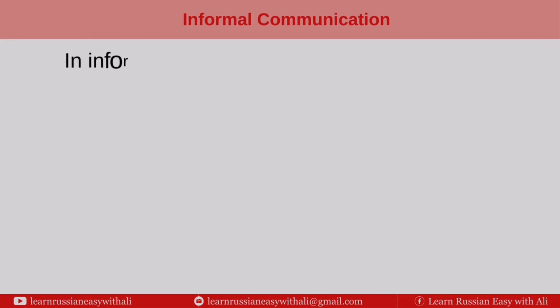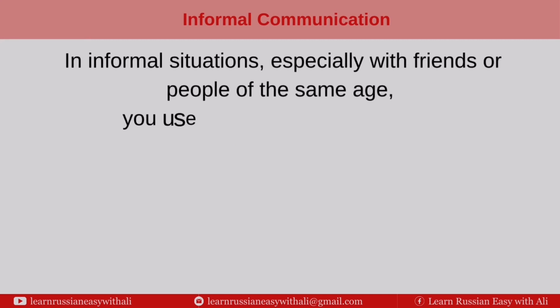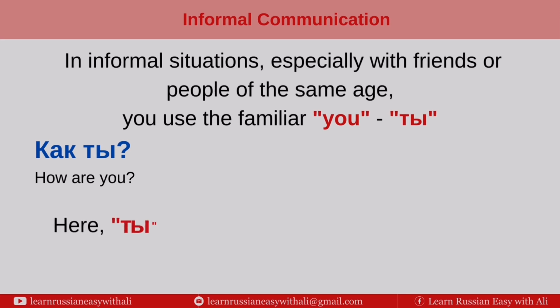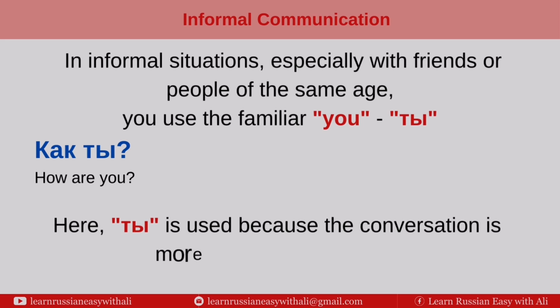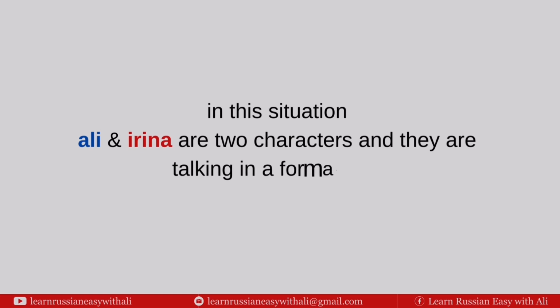In informal situations, especially with friends or people of the same age, you use the familiar you, Ты. Как ты? Here Ты is used because the conversation is more casual and informal. Let's have a conversation. In this situation, Ali and Irina are two characters, and they are talking in a formal way. Let's see.